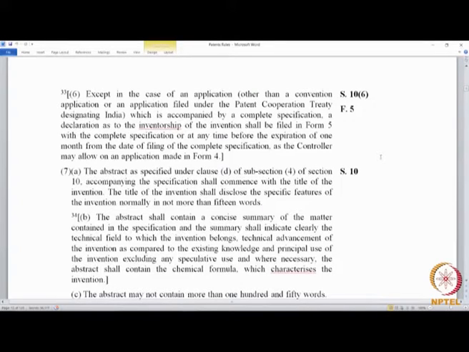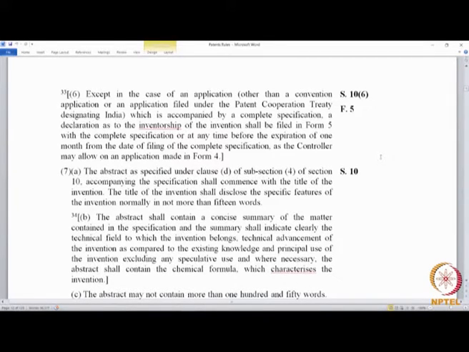We saw in section 10 that a declaration as to inventorship had to be filed using form 5, either at the time of filing the complete specification or at any time afterwards. Now, here in 13.6 it is explained that except in the case of an application other than an international application which is accompanied by a complete specification, a declaration as to inventorship of the invention shall be filed in form 5 with the complete specification. That's option number 1. You could either file it with form 1 and form 2 or at any time before the expiration of 1 month from the date of filing the complete specification, as the controller may allow on the application made in form 4.